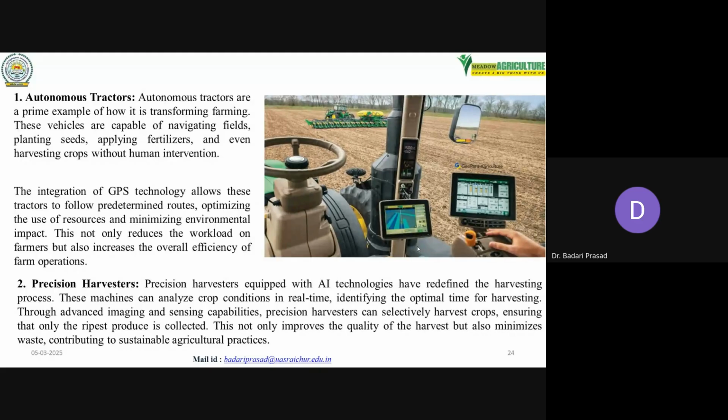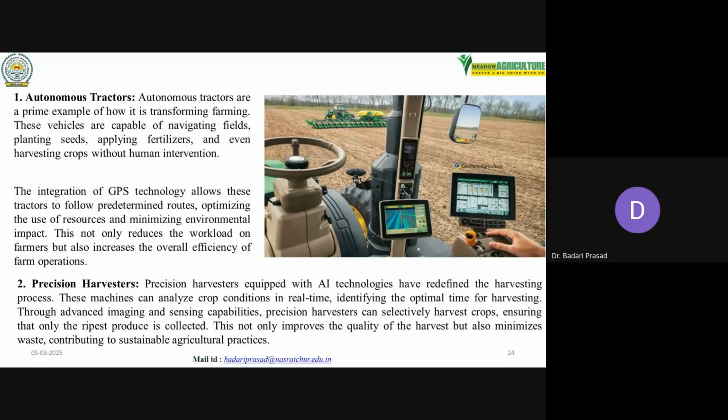These vehicles are capable of navigating fields, planting seeds, applying fertilizers, even harvesting crops without human intervention. So larger areas are being brought under this sector now. Thousands of acres are being harvested with precision. The integration of GPS technology allows these tractors to follow predetermined routes, optimizing the use of resources and minimizing the environmental impacts. This not only reduces the workload on farmers, but also increases the overall efficiency of the farm operations.